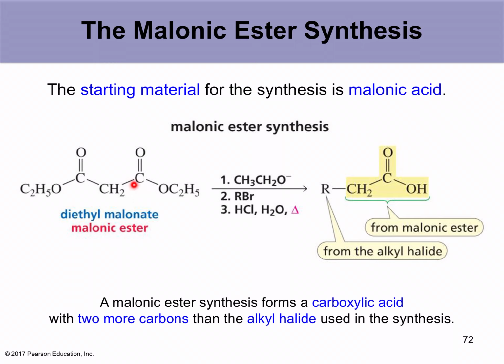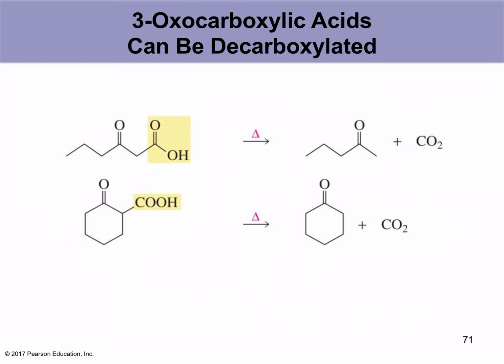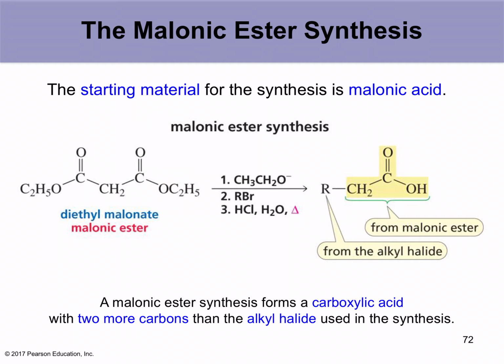So the ester functional group is a carbonyl group with an oxygen and an alkyl group. Now this is diethyl malonate. You can see here there are two ester groups, not just one ester. It's diethyl because this is ethyl, this is ethyl: diethyl malonate, malonic ester. Now let's see how we are going to synthesize an acid with the malonic ester.